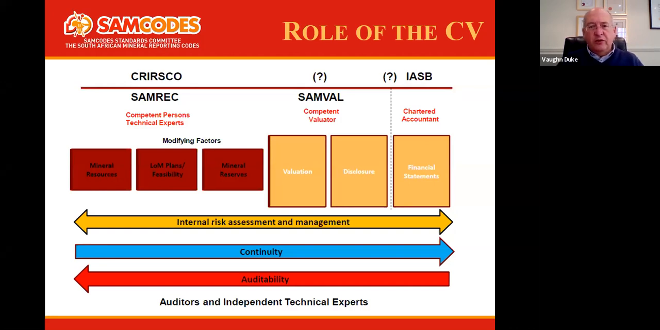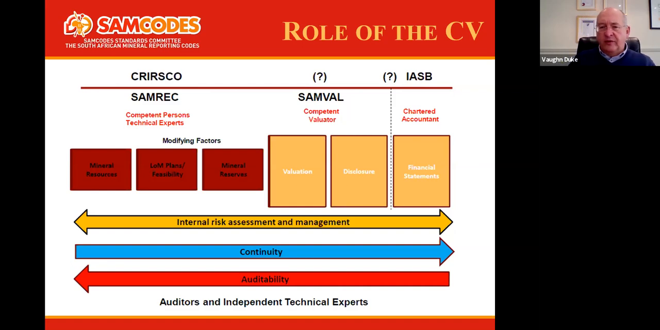So the occupational task of the CV, what does he do? He puts a value to mineral assets. He looks at the valuation of mineral assets, interests, considerations, whether used for litigation, disputes, or as an expert witness. He takes responsibility for the valuation portion of a public report.